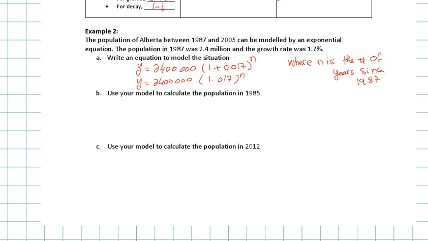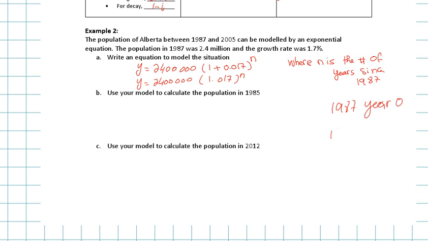So use your model to calculate the population in 1985. 1985, what does that mean? It's 2 years before 1987. If 1987 was year 0, then 1985 is -2, because that's 2 years ago, right? So what I do, I plug in -2 for n.